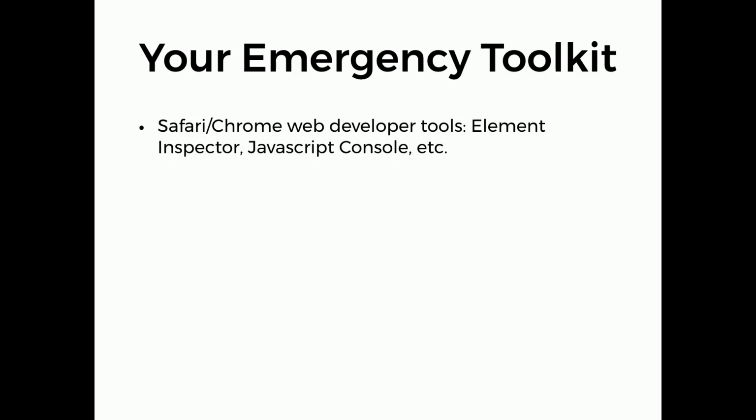So let's talk about the things that you need to fix WordPress. You're going to need your developer tools in Safari or Chrome. That's your element inspector, your JavaScript console. Does anybody not know how to get to those? Okay, so if you enable the developer menu in Safari, it's all there in the menu. The other way you can do it is if you right-click on any element on the page and click Inspect Element, it'll open up your Inspect Element window, but then you'll have tabs for all of your other development tools.